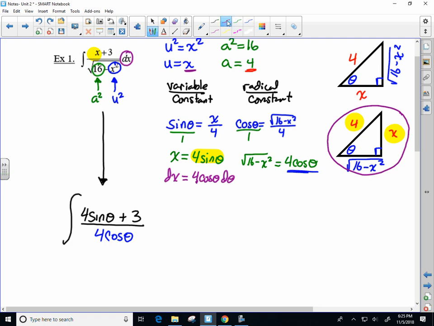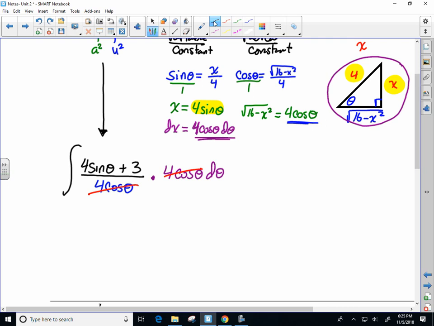Then, almost as if by magic, I'm going to replace the dx with what it's equivalent to, which happens to be 4 cosine theta d theta. That's the best possible news, because those cancel out, and you have a much easier integral to work with: 4 sine theta plus 3 d theta. That we can easily find the antiderivative of, right?